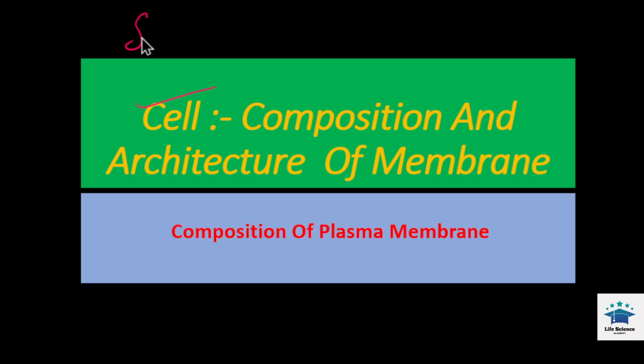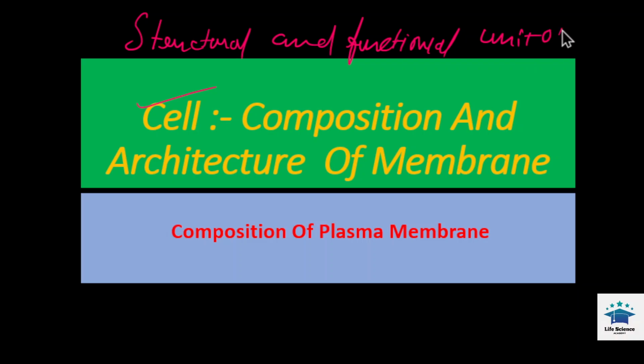Cell is the structural and functional unit. What do we call it? A structural and functional unit of life. Without cell, we can't imagine life came on earth. So cell is the basic unit of life. Every organism possesses cell and its constituents.